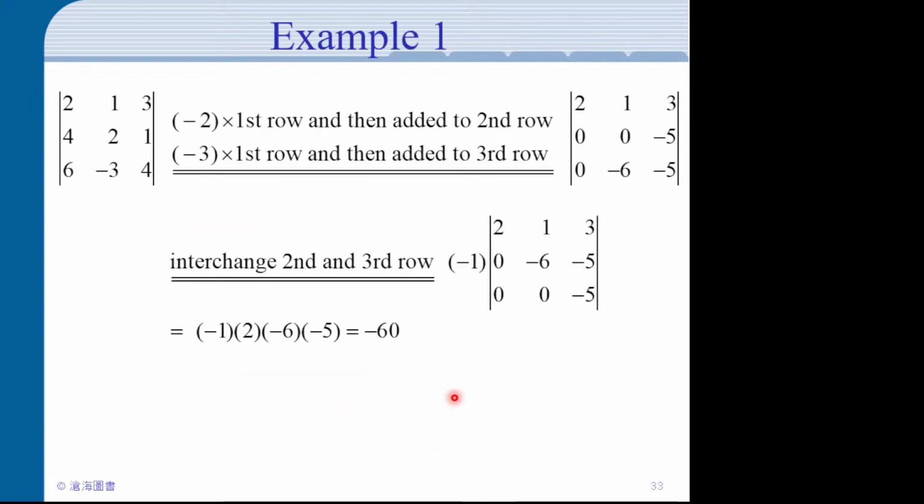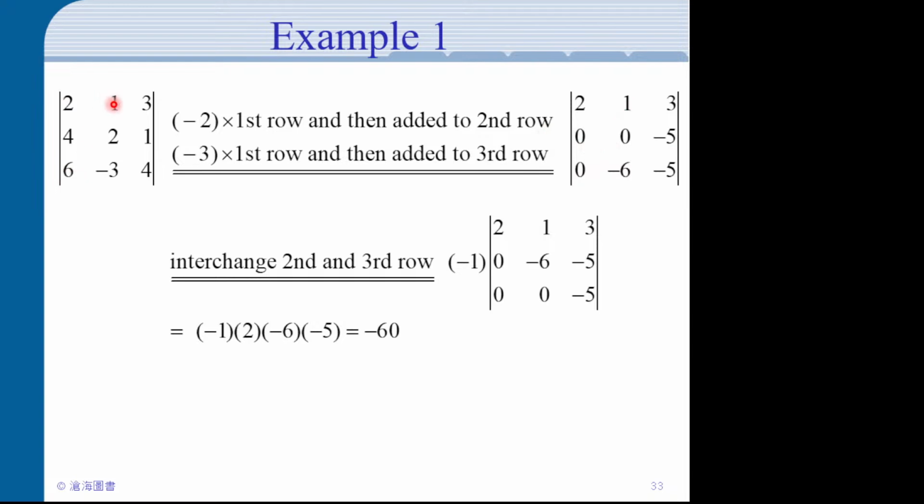Okay, so here's the example. Our 3x3 example here. So I want to calculate this determinant: 2, 1, 3, 4, 2, 1, 6, -3, 4. And so as we say, we do Gaussian elimination. So we add the first row times -2 to the second row. We want to eliminate this 4, and we want to also eliminate this 6. So add this one down here, and we get this.